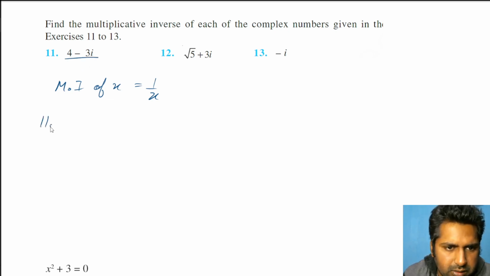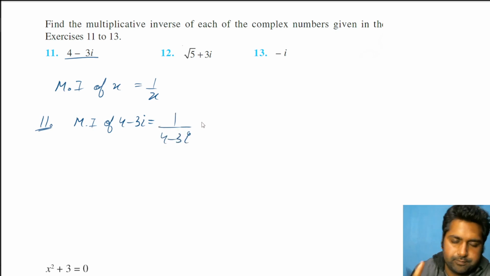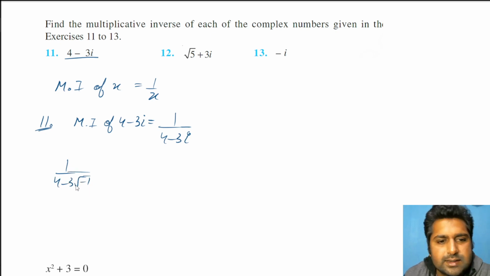So for the 11th question, the multiplicative inverse of 4 minus 3 iota is nothing but 1 upon 4 minus 3 iota. But we never leave square roots in the denominator, and iota is nothing but a square root. So it will look like this: 1 upon 4 minus 3 into square root of minus 1. Now, how do we rationalize this kind of expression?